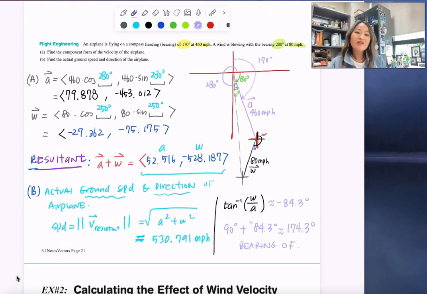Okay, good luck. This is not that tricky, right? You understand why it's the resultant, and you see the picture is really important. So if you could draw the picture, you should be in good shape.